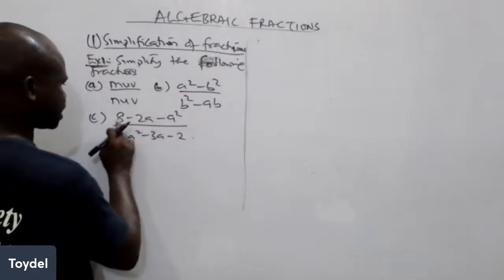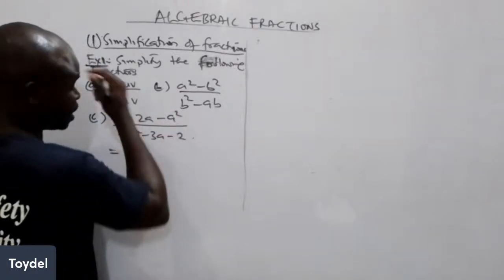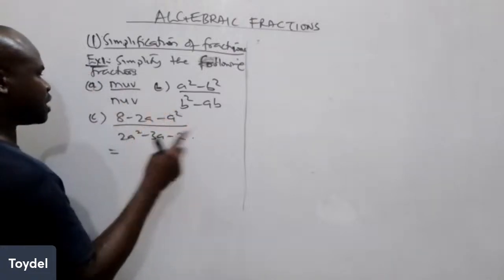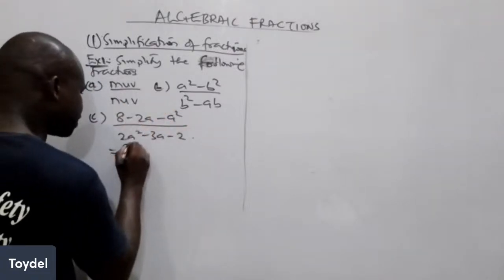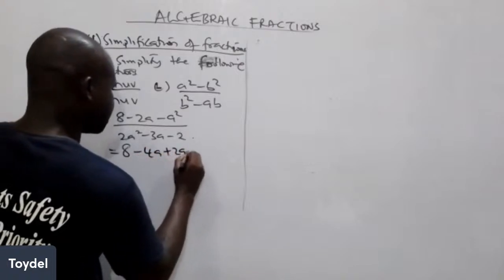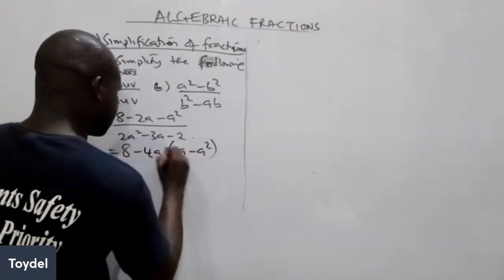So if I want to factorize this, I'll check 8 multiplied by minus a squared. And minus a squared, that's minus a squared. What are the two factors of minus a squared? I'll give you minus 4. That will be 8 minus 4a plus 2a minus a squared. That's what I'm going to get.